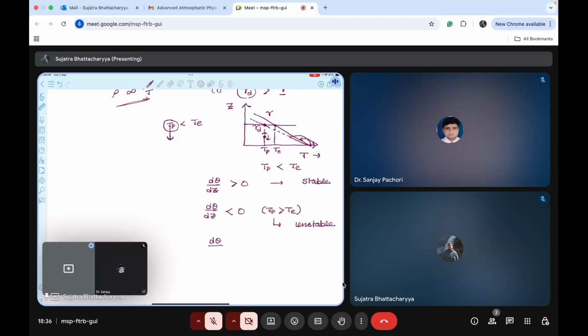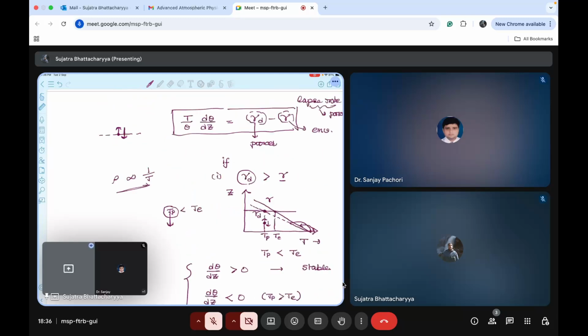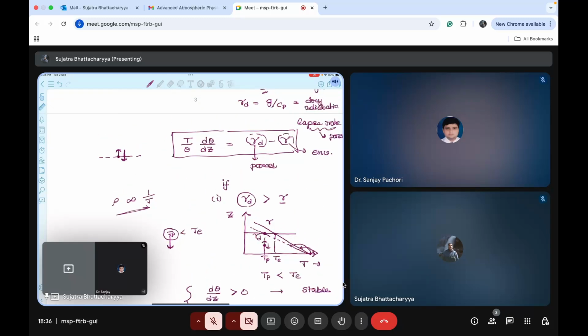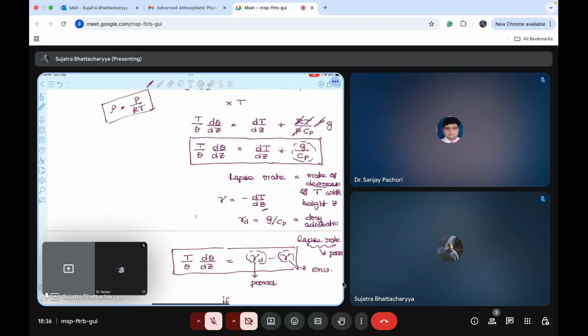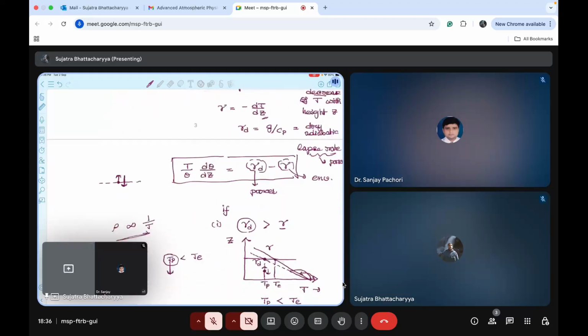And when these two conditions become equal to 0, it becomes neutral. It will stay on its own. There is no problem. So remember this: how the potential temperature varies with height gives you an interpretation of the atmospheric stability. So this is the main thing, and one of the important things.